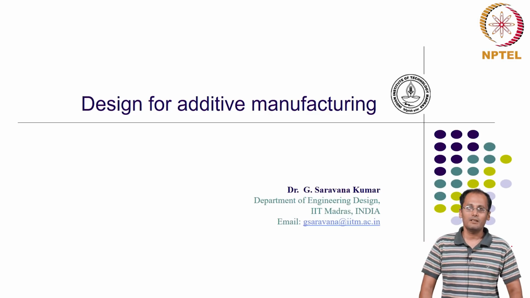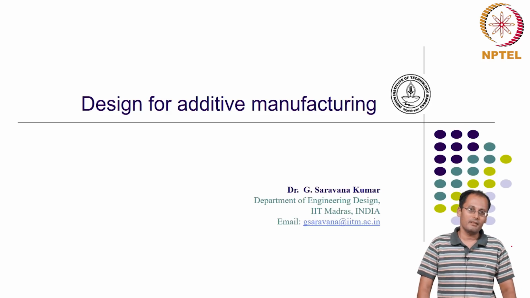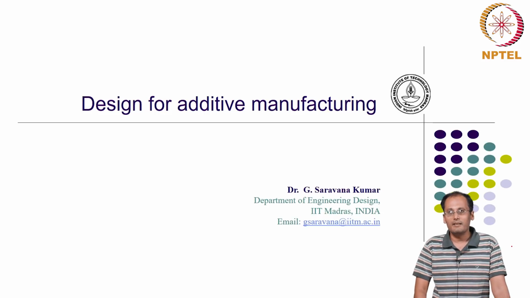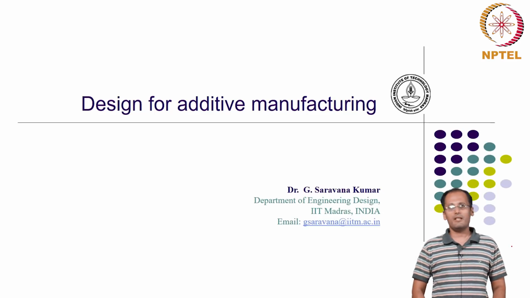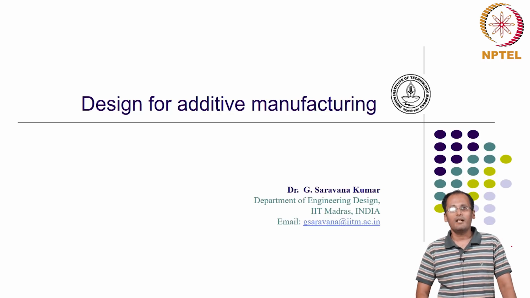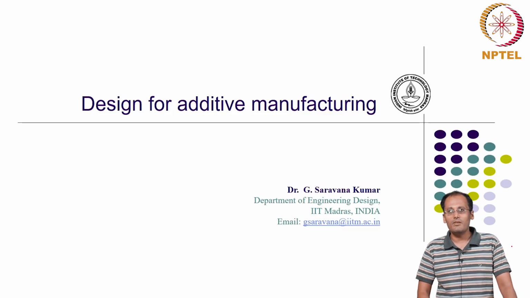Good morning everyone. In this course we have been looking at various manufacturing processes and how their attributes need to be considered in the design, or what we have generally been addressing as design for manufacturing. Today we are going to discuss a manufacturing process which is more recent and which is more of an enabler, which has broken down many of the constraints that were associated with traditional manufacturing processes.